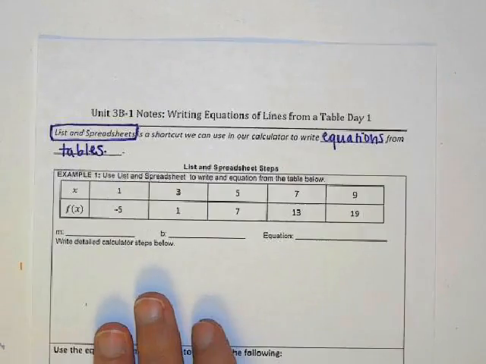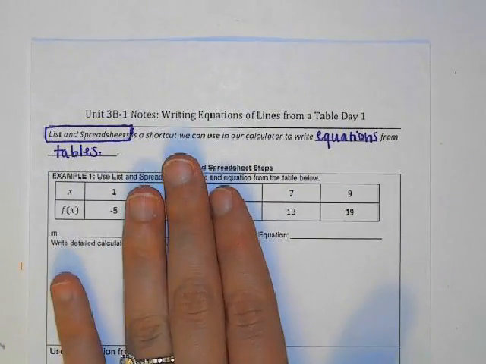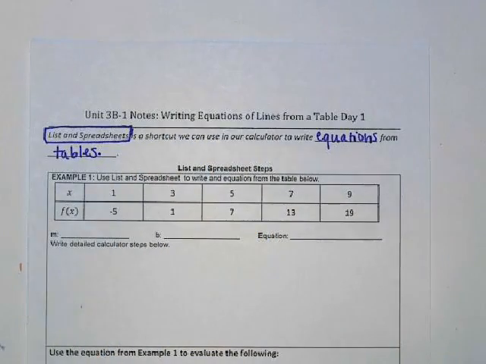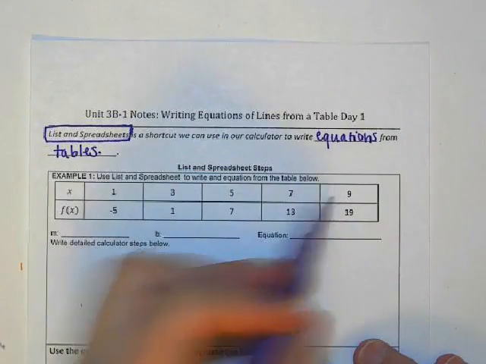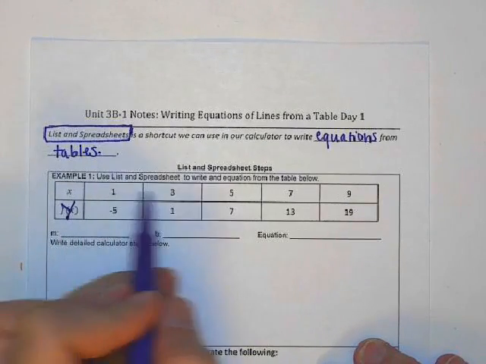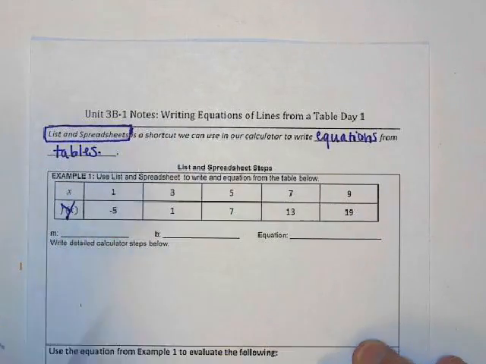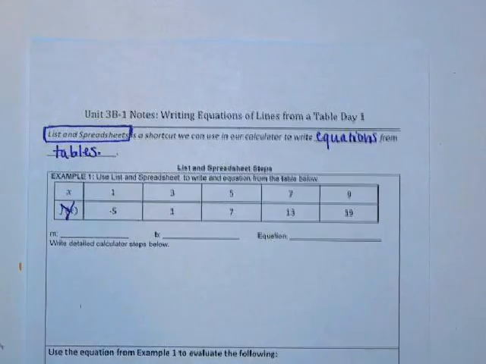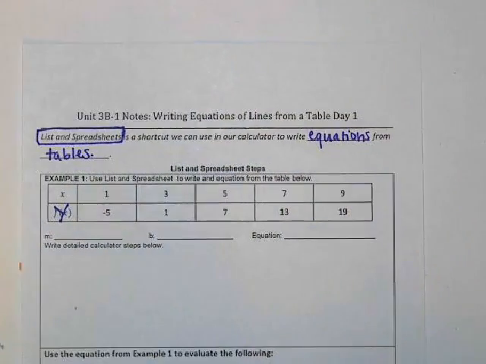So if you look at this table right here, it's technically a spreadsheet or a list of numbers. Does everybody agree with that? It's a list of x's and a list of f of x, which means y. So it's x numbers and y numbers, in a miniature spreadsheet. What we're going to do is take this information, plug it into the calculator, and it's going to spit out an equation.